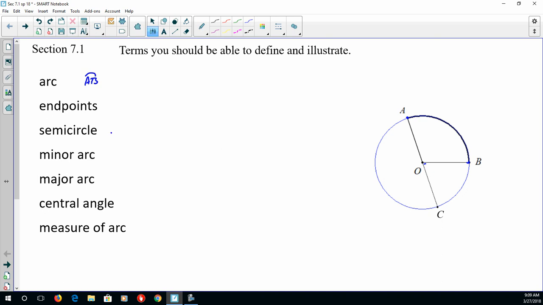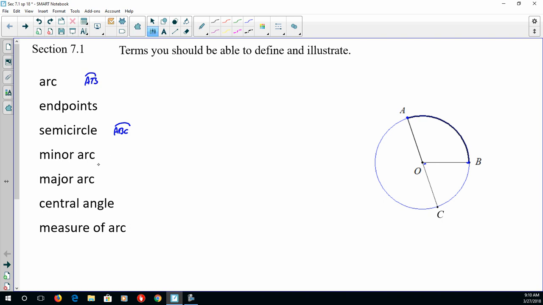Well, if I wrote it AC, I don't know what that means. Do I mean the one clockwise from A or the one counterclockwise from A? So if I want to make sure of the arc we're talking about here, I would write this A, B, C, and put the little curve over top of it. So that means it goes from A to C through point B. So the endpoints of a semicircle are the endpoints of a diameter.